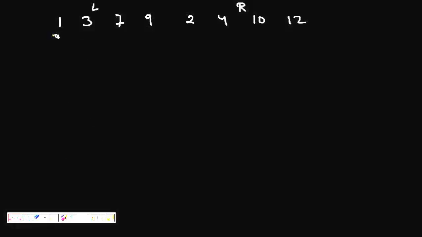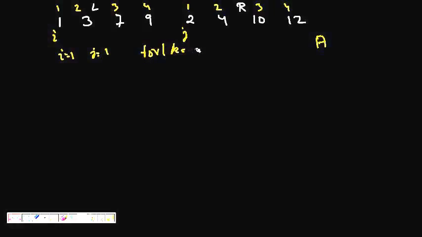So i is here, and the index is 1 2 3 4. Here also the index is 1 2 3 and 4. j is at index 1 of the R array, and i is at index 1 of the left array, and we have an array A which has 8 elements. So now we have i equal to 1, j equal to 1, and k equal to L to R.